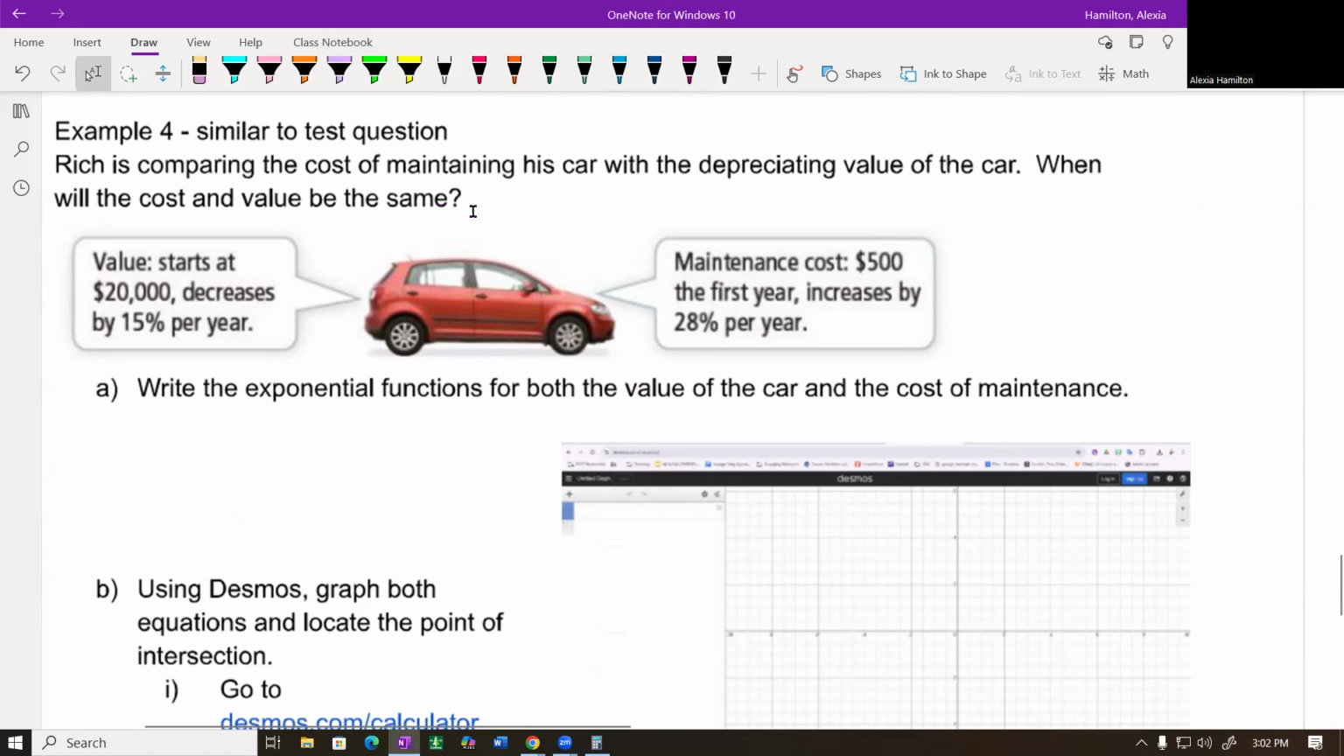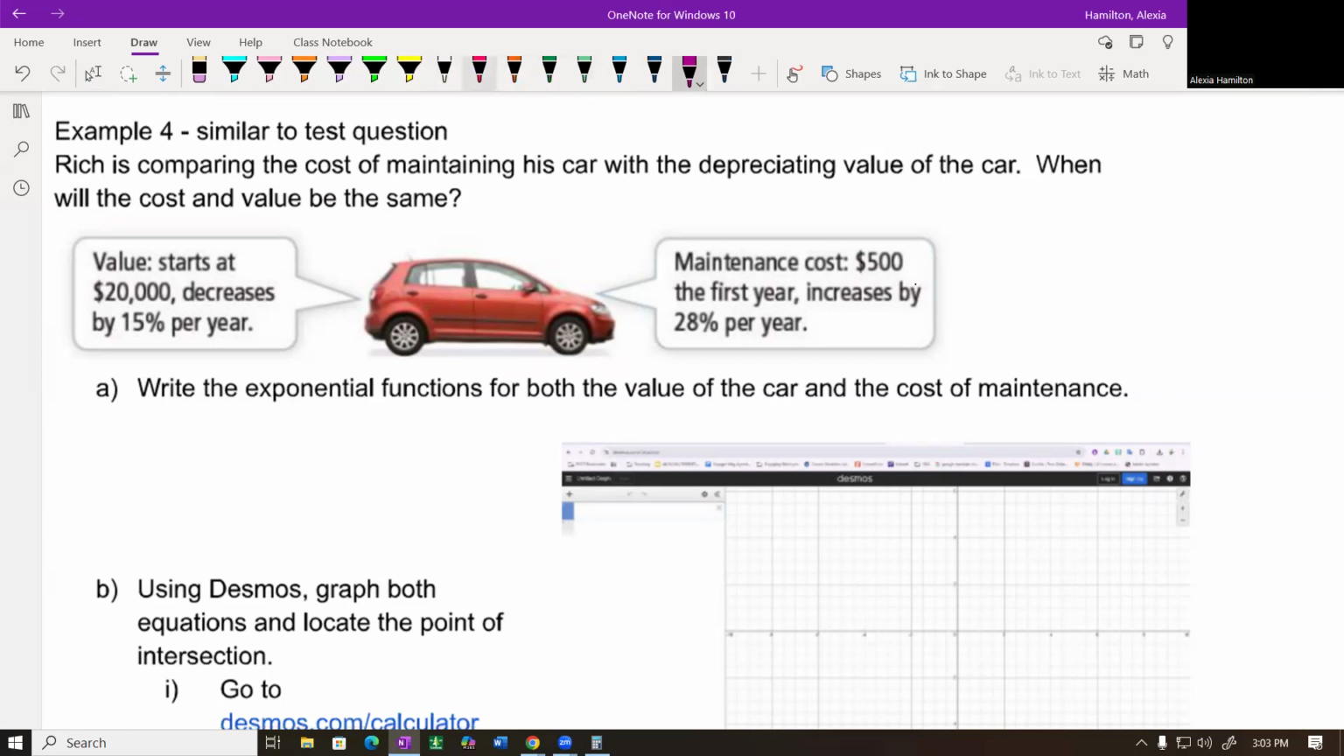Rich is comparing the cost of maintaining his car with the depreciating value of the car. When will the cost and the value be the same? Oh, it's like a system of equations, except we're using exponential functions instead of linear functions. It's like we've done this stuff before. Kind of.